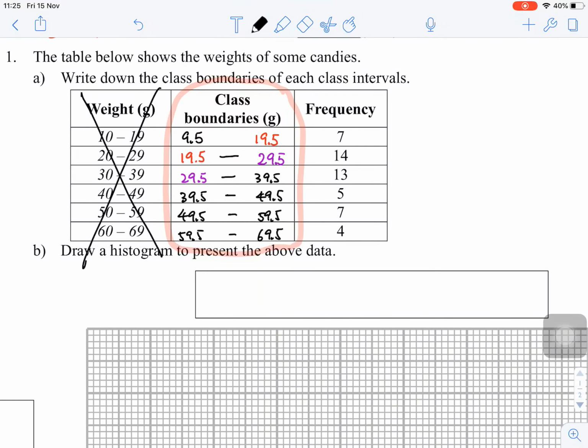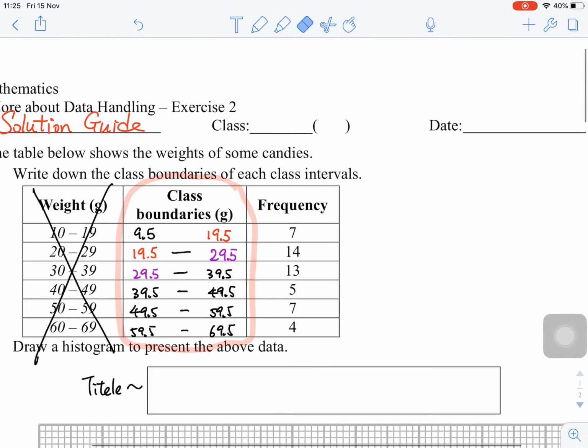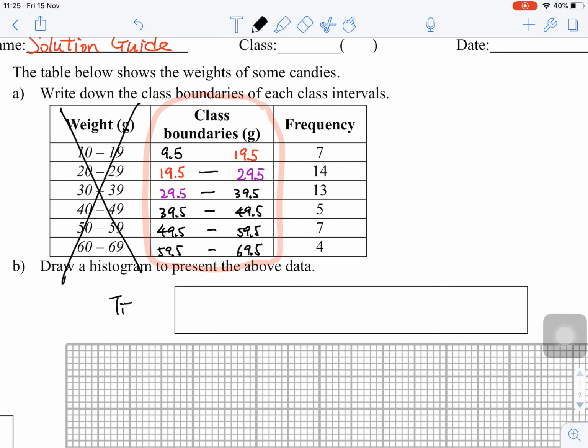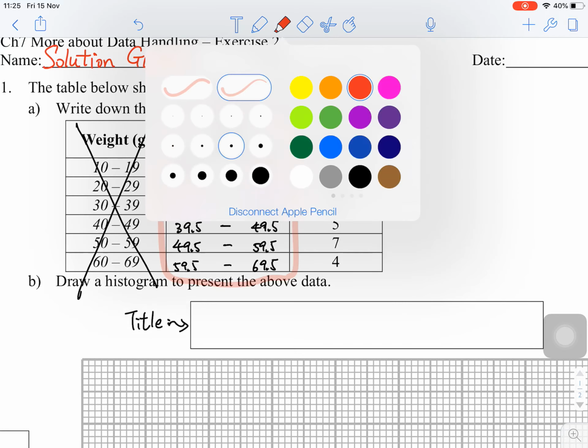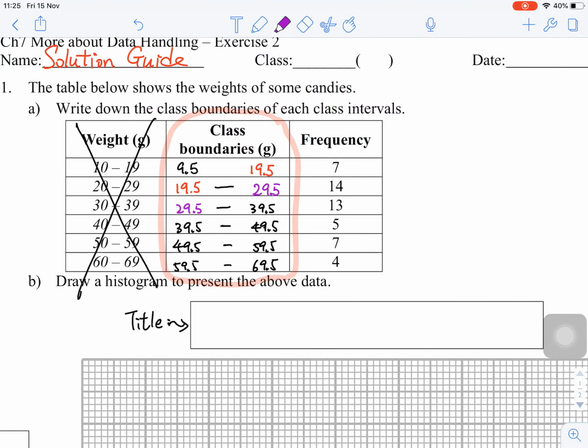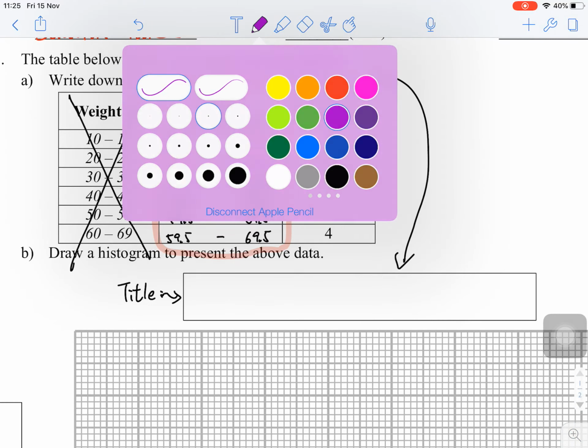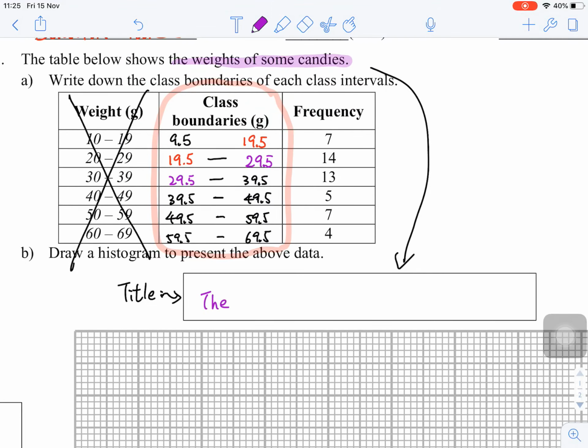The first part here will be the title. Spelled wrong. This is the title. Where can I find it? Aha! It's here. Just copy. The weights of some candies. Put it here. Okay, so the title: the weights of some candies.